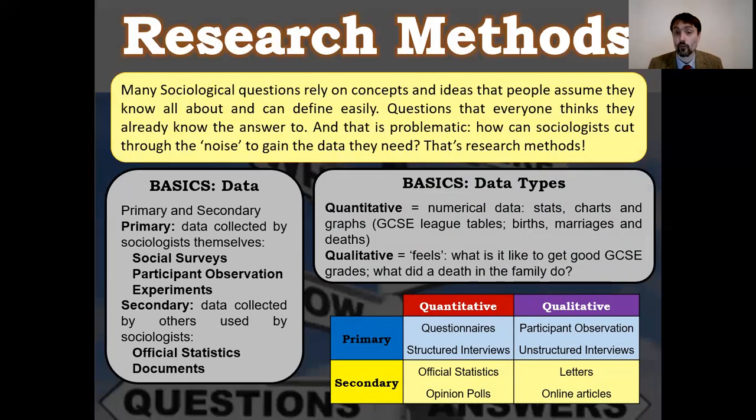And the second one is unstructured interviews. So that when you get, oh, that's an interesting answer, you can then drill down into it. Secondary quantitative data will be things like official stats, one of my favorites, opinion polls, what do you think of X? And then you look at the data that's created by that, various charts and figures.